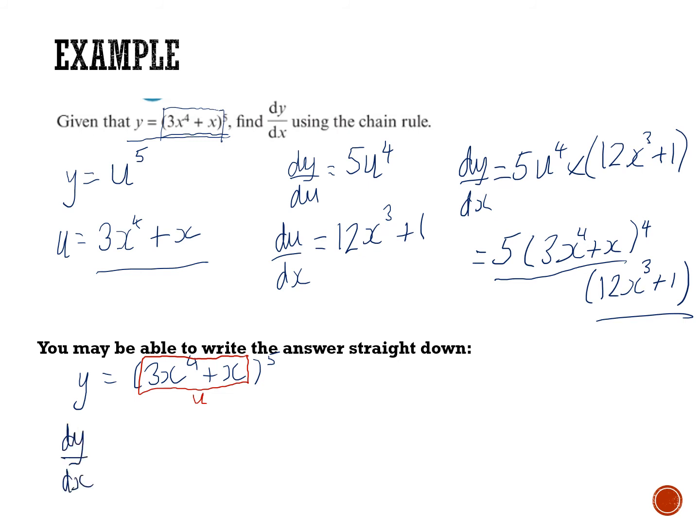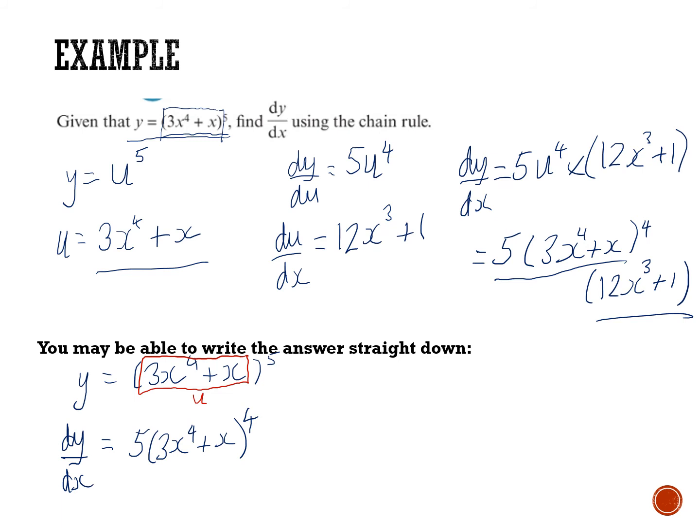Okay, so I'm going to visualize in my head that this is u to the power 5. How do I differentiate u to the power 5? I bring down the power. Instead of writing u, I'm going to write my bracket because that is what my u is. So I bring down the power, I reduce the power by 1. So that is my 5u to the 4, but without specifically calling it u.